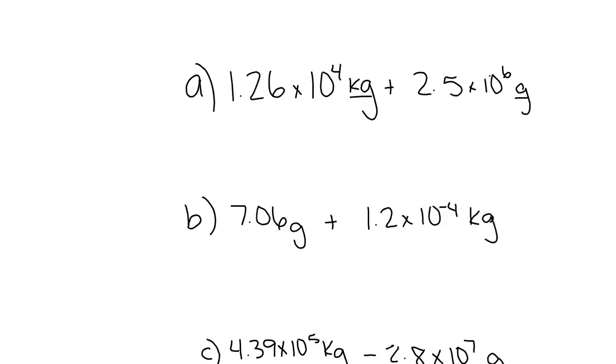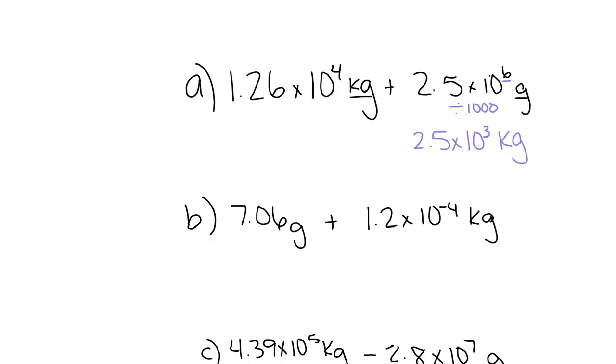So 2.5 times 10 to the 6th, right? We divide by 1,000. It's going to be 2.5 times 10 to the 3rd, right? 1,000 is going to be 3 units of scientific notation. So take the 6 minus 3. We get 2.5 times 10 to the 3rd kilograms.